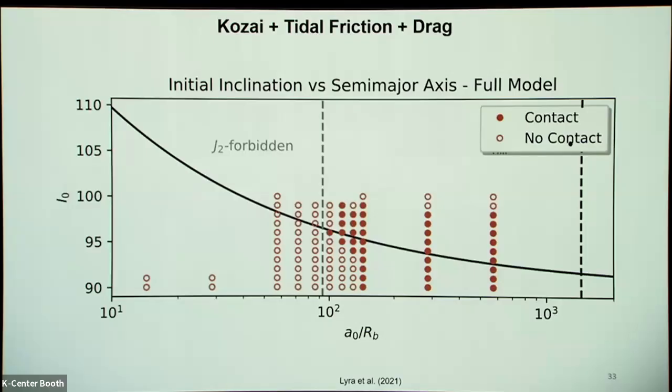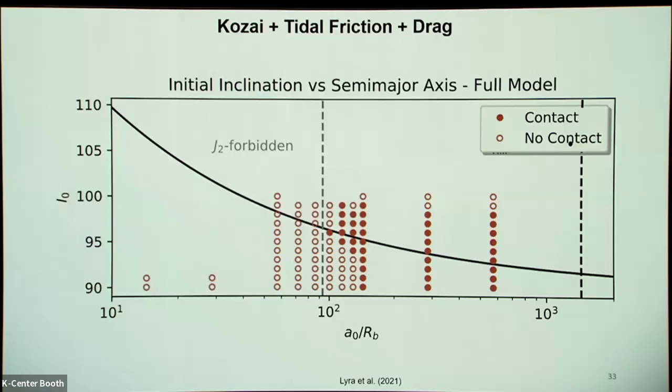This is the classical Kozai. So read here the initial inclination and then the distance. So you would have contact if you are within this region here under. If you include all of these processes, you end up with some regions here that don't have contact anymore.